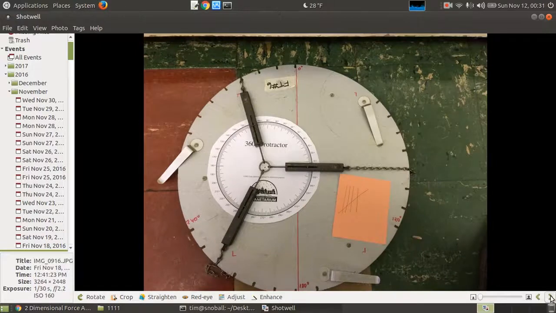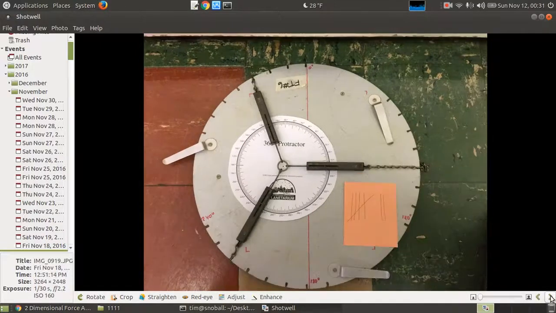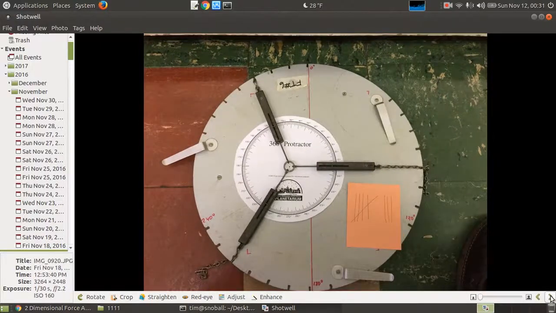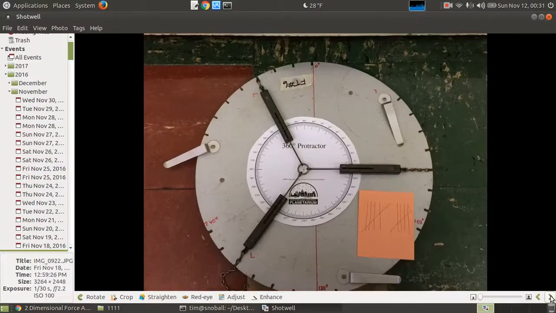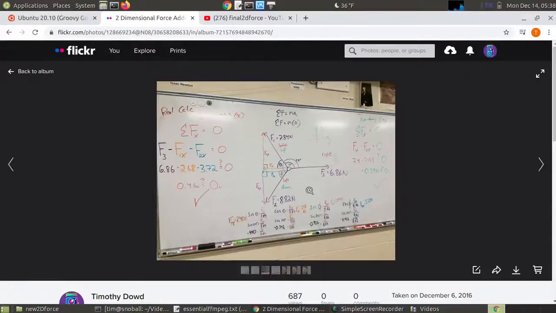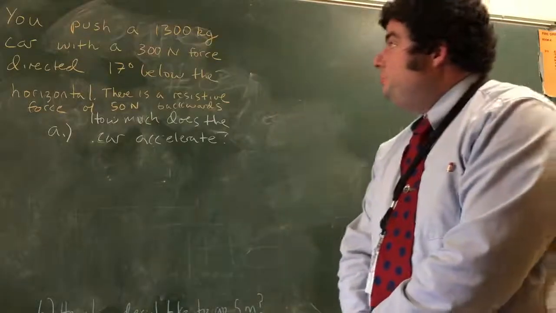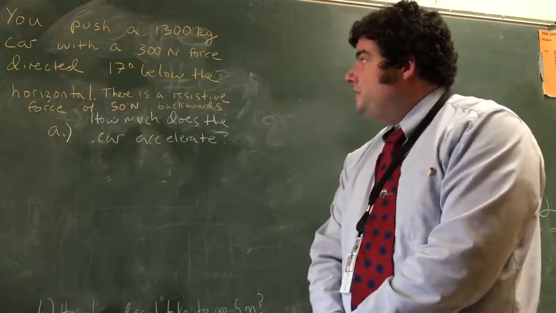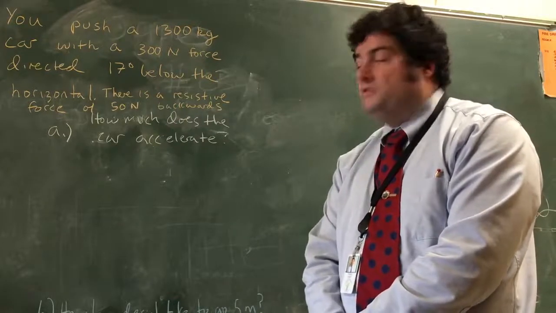And as your rightward force increased, that meant that the two forces that could pull leftward also had to increase. Like any new type of physics problem, this is going to make the most sense if you practice it. So I want to demonstrate one more problem, and then we'll give you guys a chance to practice. So it says you push a car with a 300 Newton force directed at 17 degrees below the horizontal.